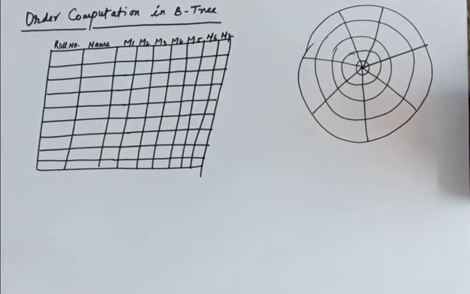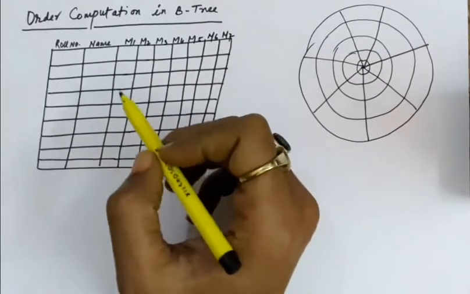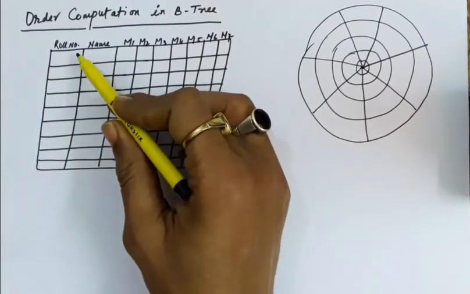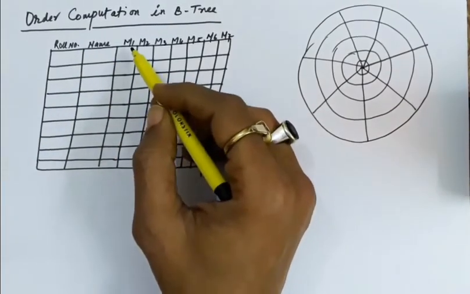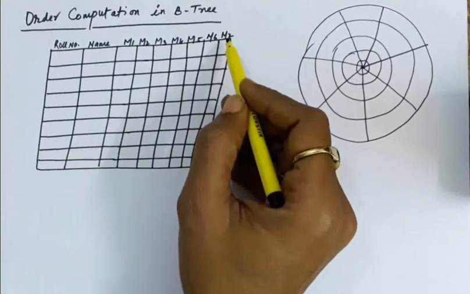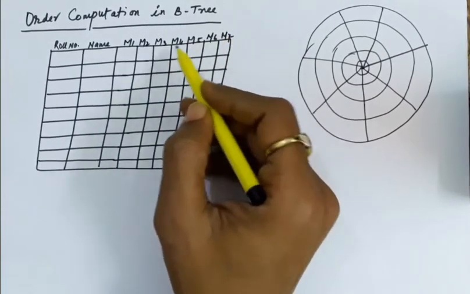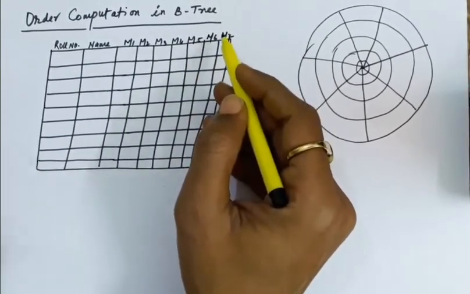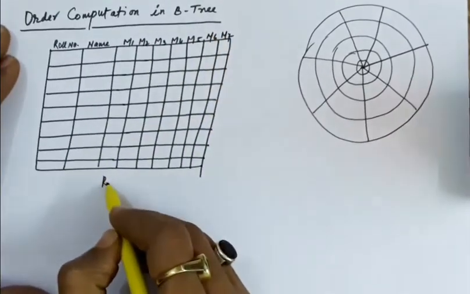In this lecture, we will discuss how to compute the order in the B-tree. Before that, we need to understand why we are actually building the B-tree. We are building the B-tree to store the database tables. Suppose this is the database table in which there are some fields like roll number, name, and then M1, M2, M3, M5, M6, M7, which represent the marks in the different subjects. Suppose this is the table for the result.